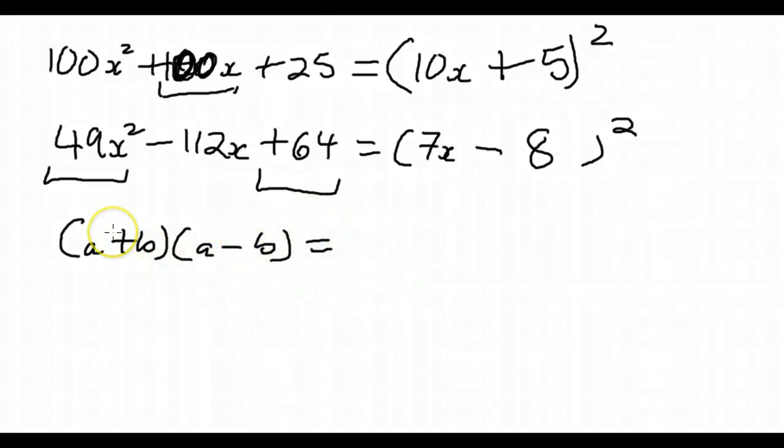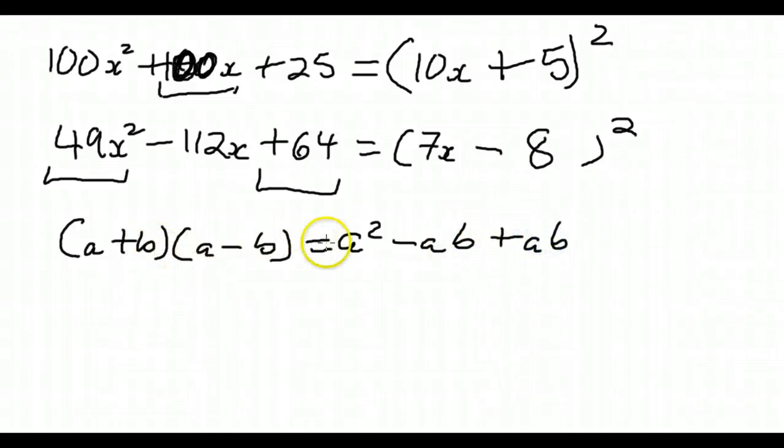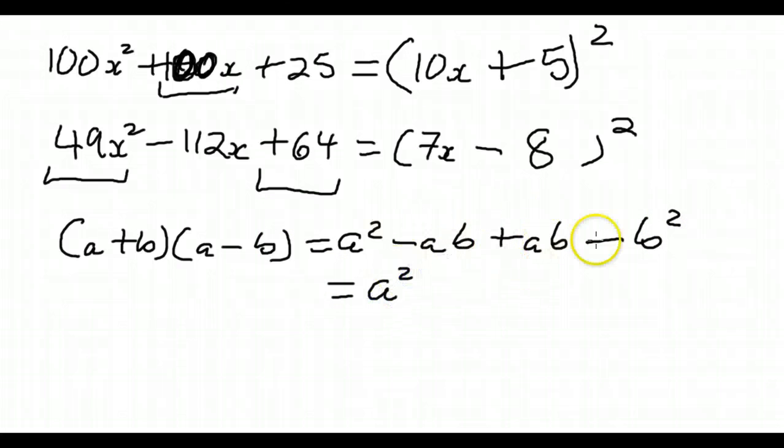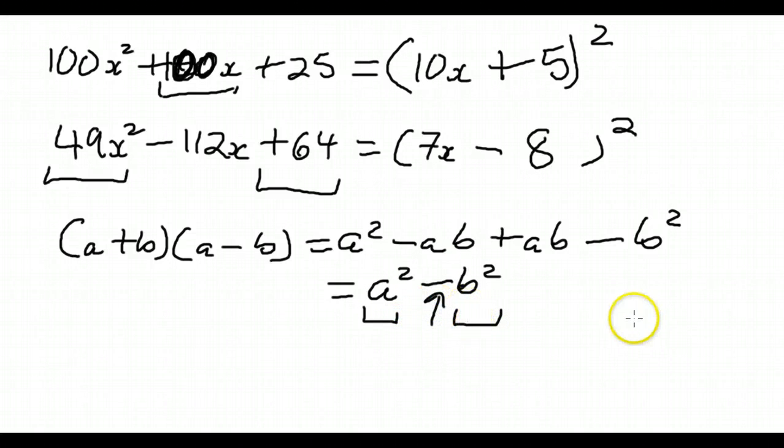If we multiply these out, first term, a squared. A times negative b, minus ab. B times a, write them alphabetically, plus ab. And positive b times negative b is minus b squared. Simplify, a squared, these terms cancel, minus b squared. So, with the difference of squares, we have just that, a difference of squares. We have two terms which each have square roots, and we have a minus sign in between them.